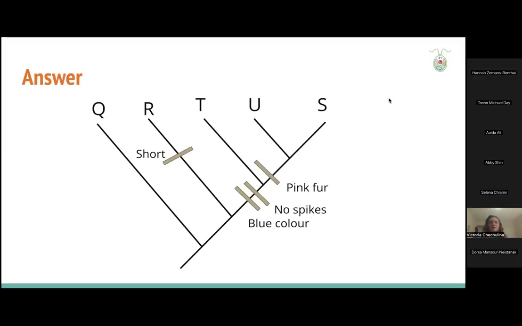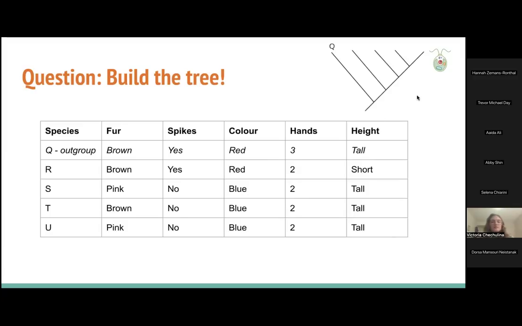So when you're looking at that table, you just want to remember that the species that are the most similar to each other are going to be the most closely related to each other. So species S and U, if you were to look at that table, they have the exact same traits. So you already know that those are probably going to be very closely related to each other. Sorry, Hannah, can you just go back one? If we look at species R, that is going to be the species that is the most distantly related because we can see that it's the most similar to the outgroup. So it's brown, it has spikes, it's the color red. And then it's just less similar to species S, T, and U.